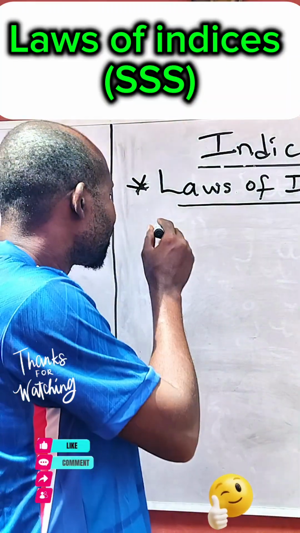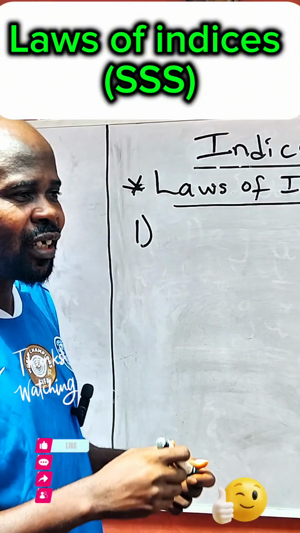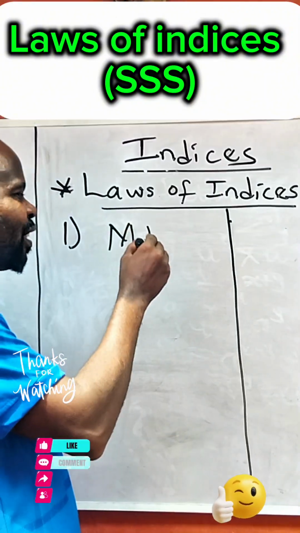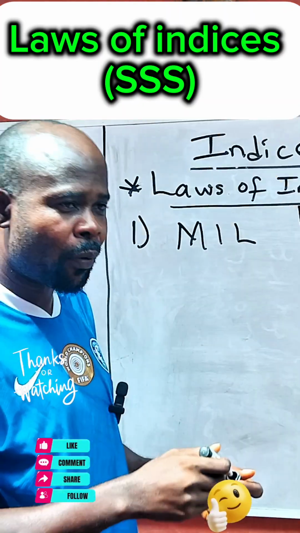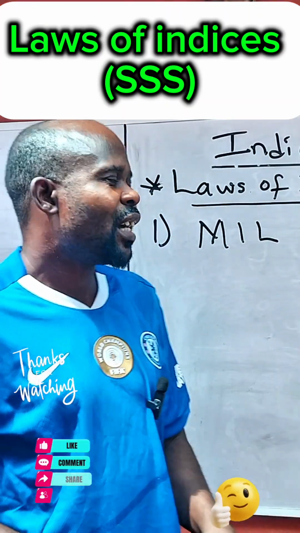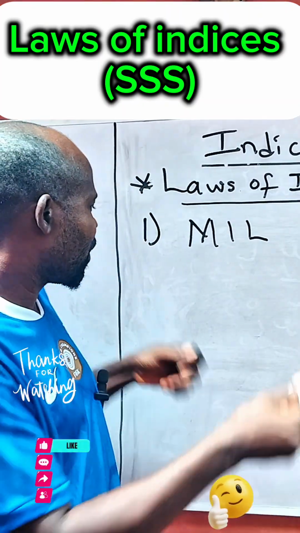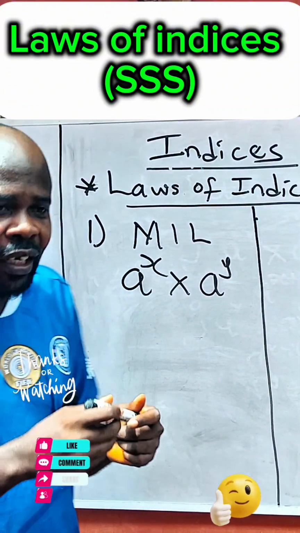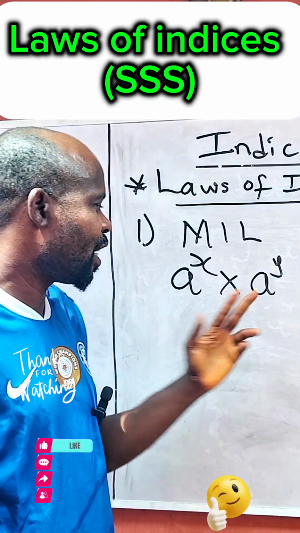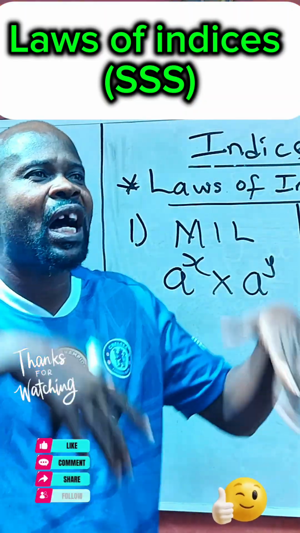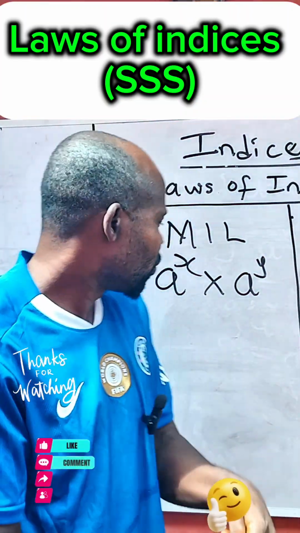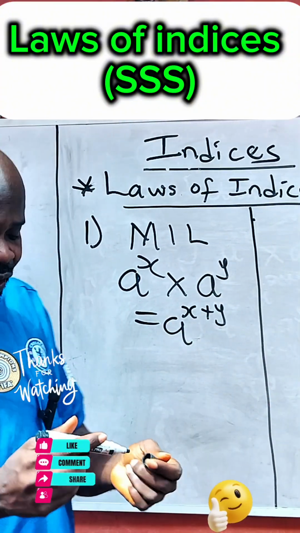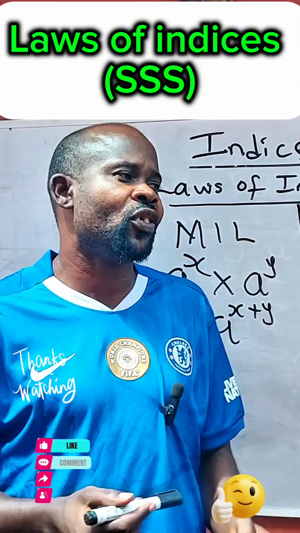Number 1, they call it the multiplicative index law. In that law, if you have a raised to power x multiplied by a raised to power y, as long as this base is a and this one is a, the law says you add up the powers. That is all. So we add up these powers: x plus y. That is the end of the first law of indices.